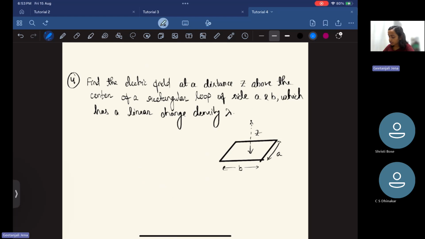So the next problem says you need to calculate the electric field at a distance z above the center of a rectangular loop, which has sides A and B. And this rectangle has a linear charge density of lambda.